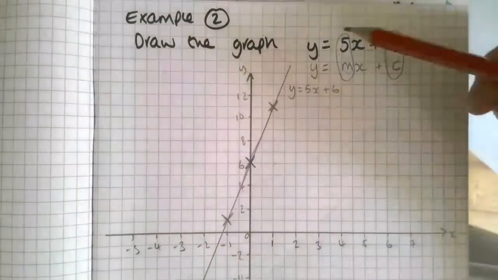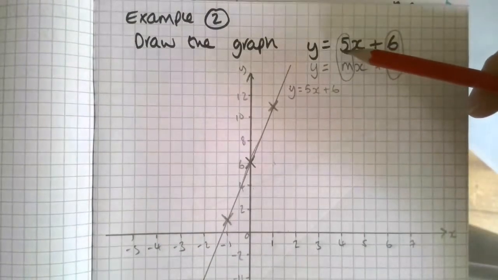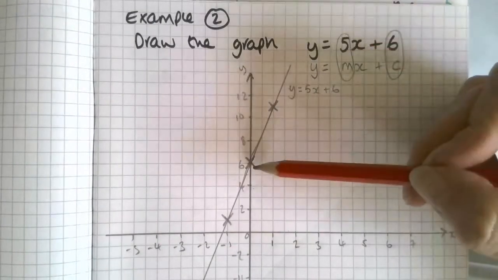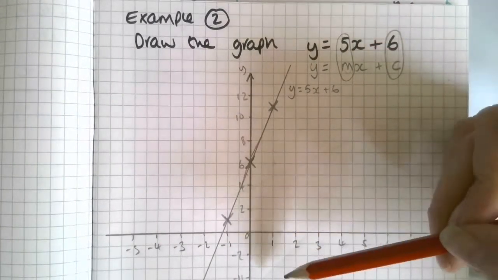If it's a minus gradient, so if it's a negative, then it would be for every, say it was -5 here, it would be for every 1 you went across, you would go down 5.